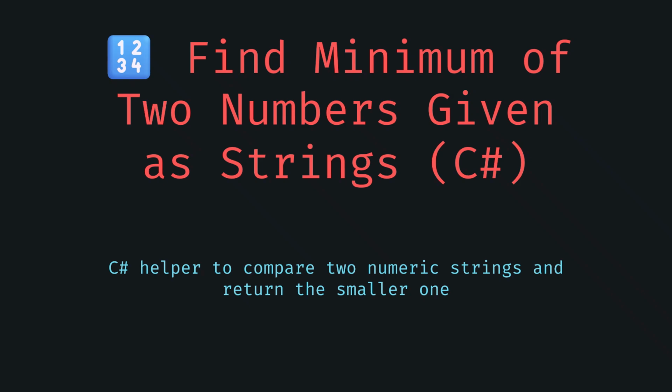Welcome. In this short lesson, we write a tiny practical C-sharp helper that accepts two numbers represented as strings and returns the smaller numeric value as a string. We'll also focus on readability, robustness, trimming white spaces, parsing safely, handling negative numbers, and deciding what to do on invalid input. This is a handy utility for parsing CSVs, form input, or APIs that deliver numeric values as text. Let's look at the problem in detail.